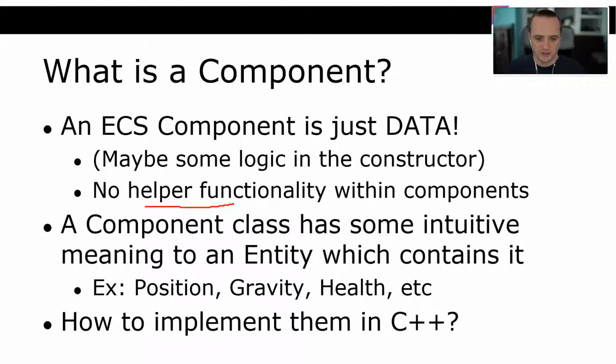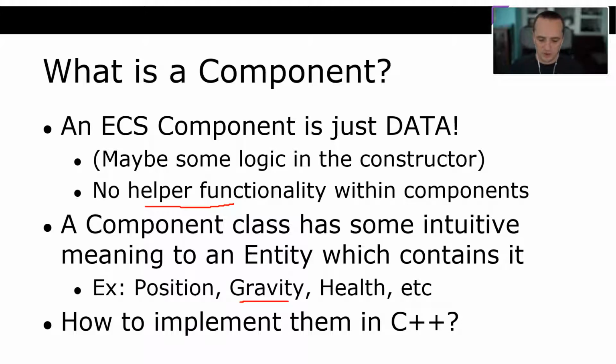So a component class has some intuitive meaning to it when an entity contains it. For example, when you're designing your components, you should separate them such that game functionality is separated into each component. For example, gravity, that's a really intuitive type of component to have. So what we can do in a game if we want something to be affected by gravity is we just attach a gravity component to it. And then in our movement system or our physics system, we just say, hey, does this entity have a gravity component? If it does, then we just make it fall down on that frame.